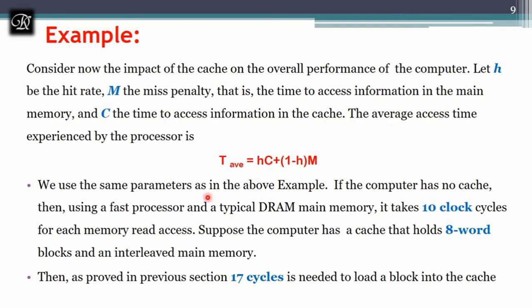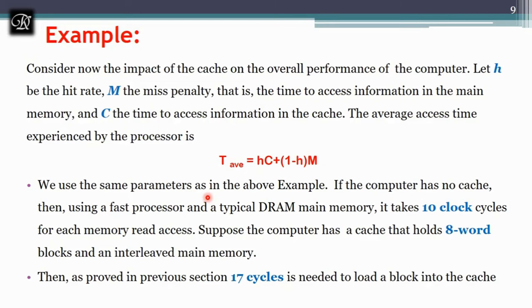We use the same parameters we discussed in the previous example: we got 38 clock cycles to read 8 words from the memory without interleaving, and 17 clock cycles to read 8 words with interleaving of 4 modules. In parallel we accessed 4 modules together, so we achieved a factor of 2 improvement. So we got 17 clock cycles to access. With the same example we are continuing over here.